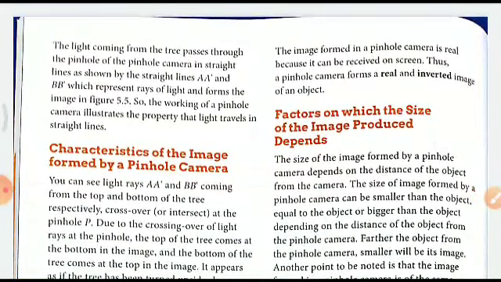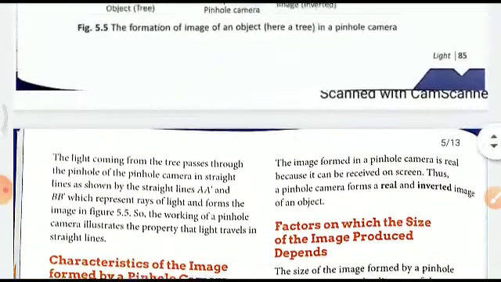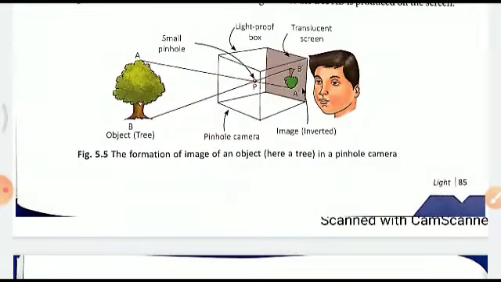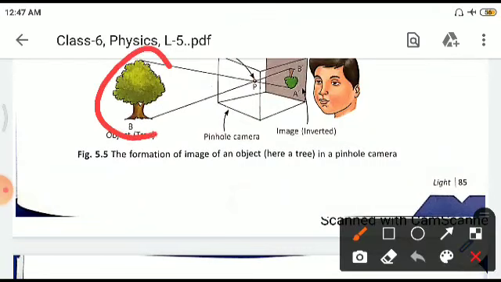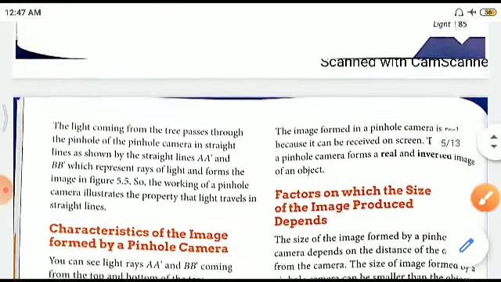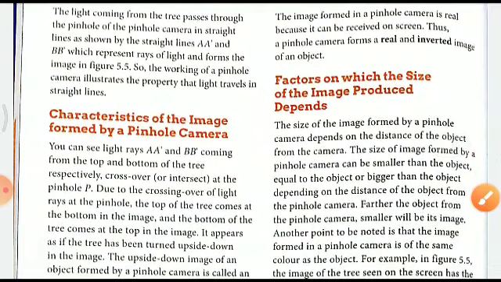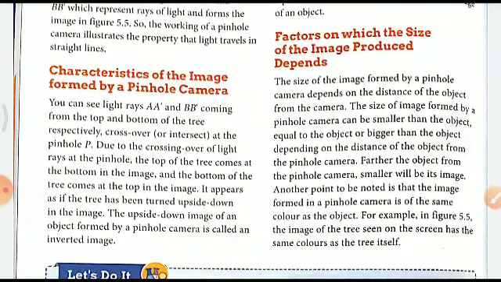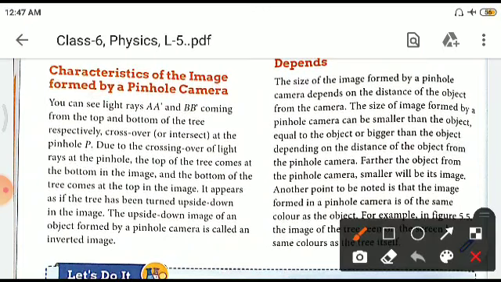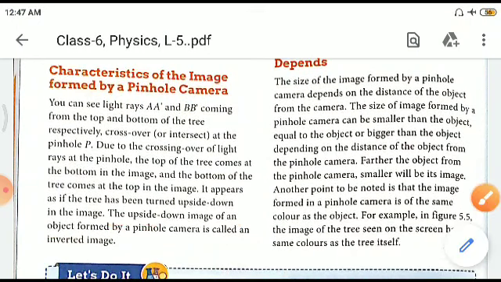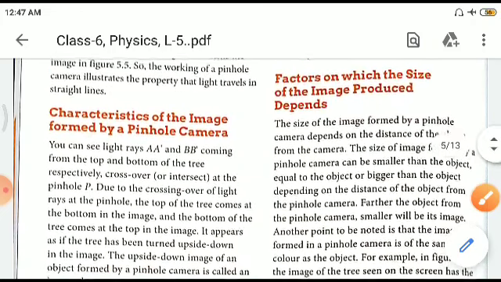Now what are the characteristics of image formed by the pinhole camera? You can see from this diagram here that the image formed here is inverted, right? And see its size. Children, see the size of this tree and the size of this image. The image is reduced, that is slightly diminished, right? Slightly diminished. And more importantly, see children, these line that the upside down image of an object formed by a pinhole camera is called an inverted image, right? It is an inverted image, right?